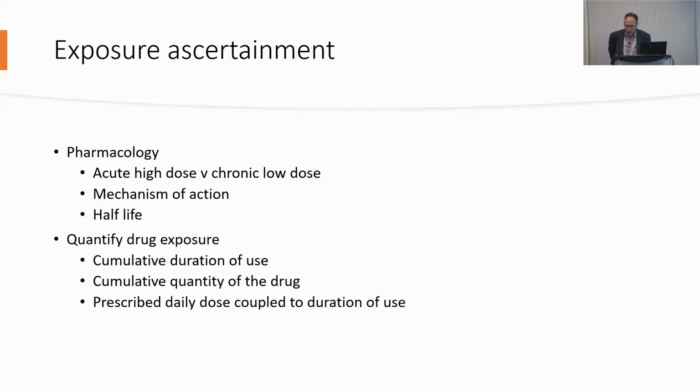Most known cancer drug associations are dependent on cumulative amount, that is, stronger associations with higher doses and longer-term use. You can quantify drug exposure by using cumulative duration of use, cumulative quantity of the drug, or prescribed daily dose coupled with duration of use. Your options, of course, are going to be heavily dependent on the data you have available. For us, we have prescription information that includes the number of tablets, so we can use that to estimate categories of cumulative use.